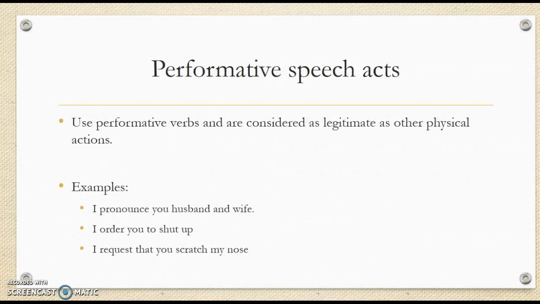So performative speech acts, by saying the phrase, you have done what you are saying. So if I'm saying the phrase, I am running, that's not a performative speech act, because I also have to move my body to run. If I say, I pronounce you husband and wife, the fact that I said I pronounce you husband and wife, therefore pronounced you husband and wife. You're now husband and wife. My saying that speech act performed the speech act. So I request that you scratch my nose. I requested it. Therefore, I have done it. I said I request, and then I made the request.